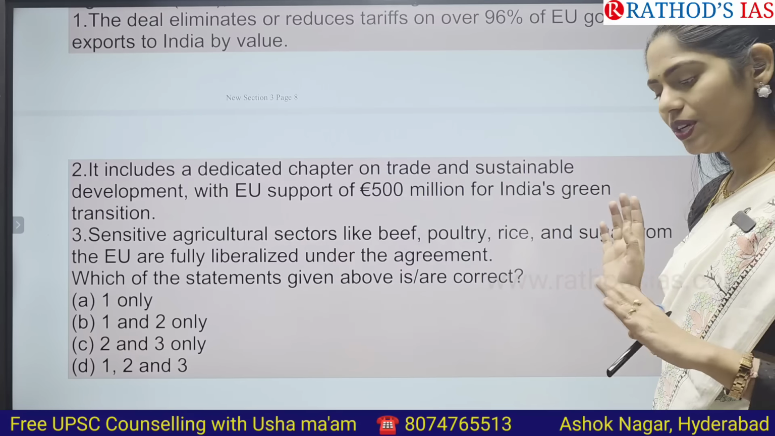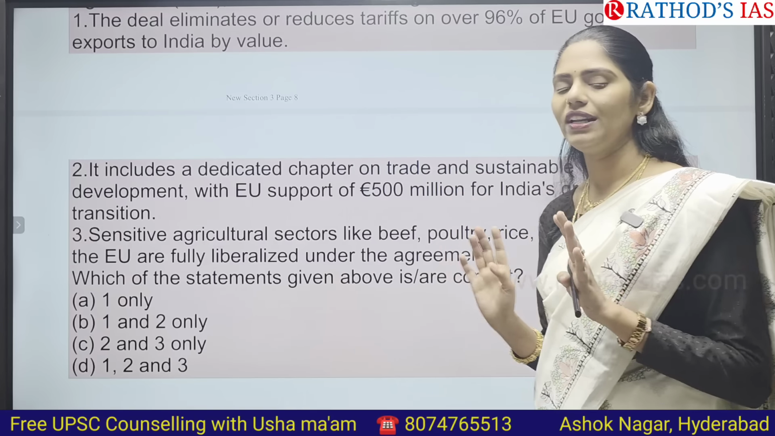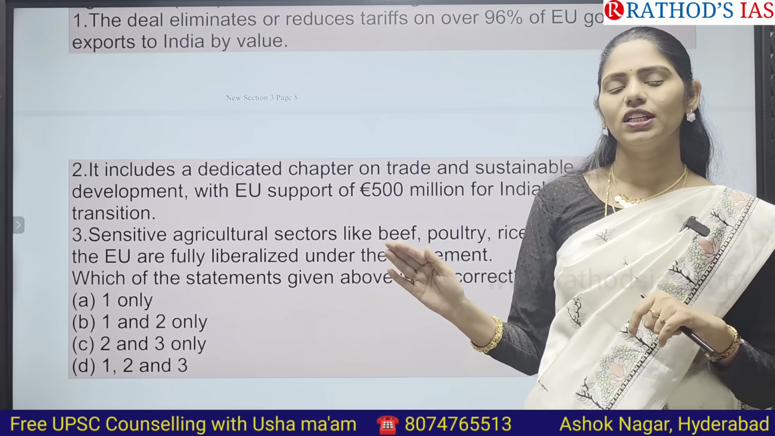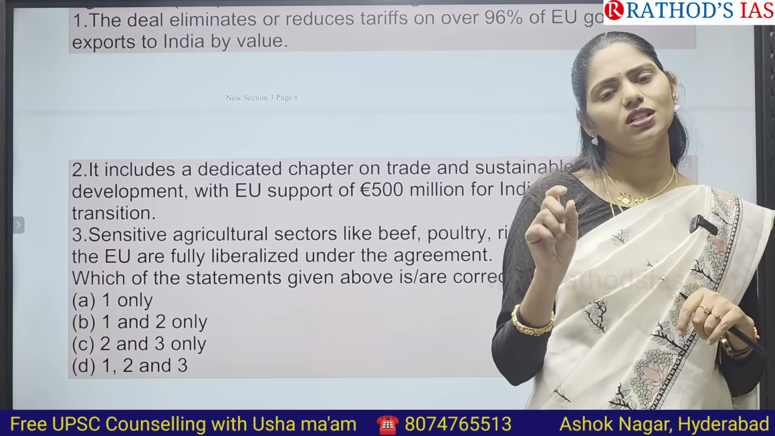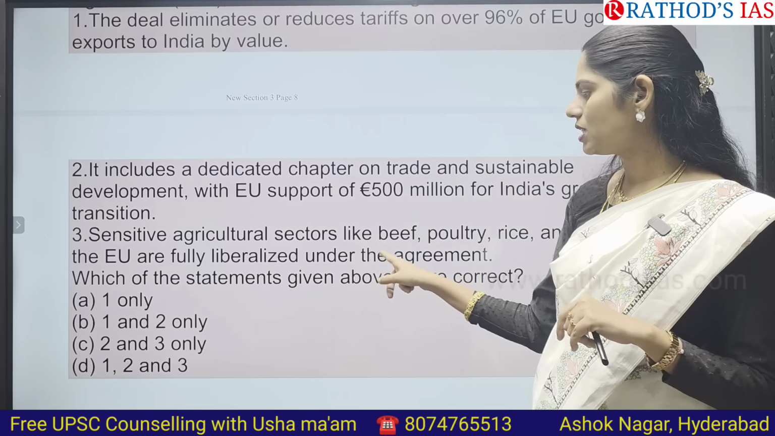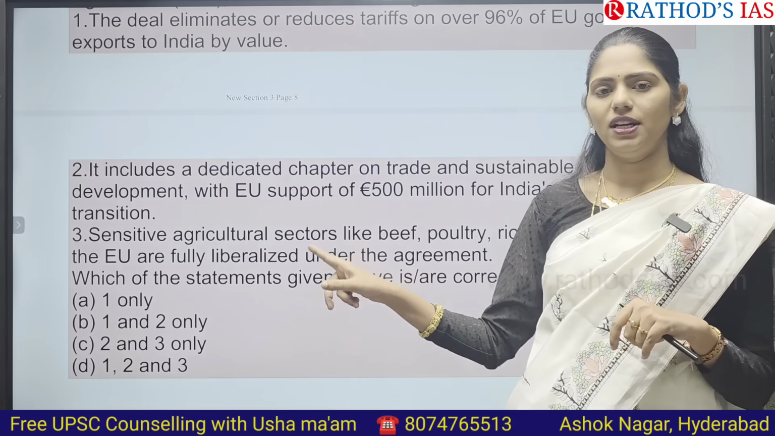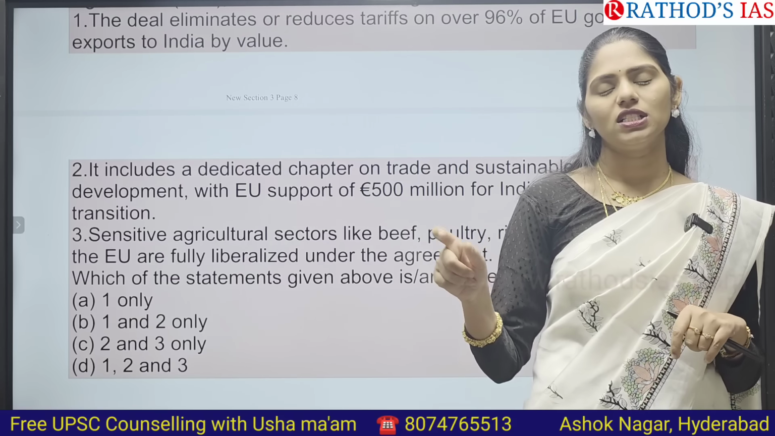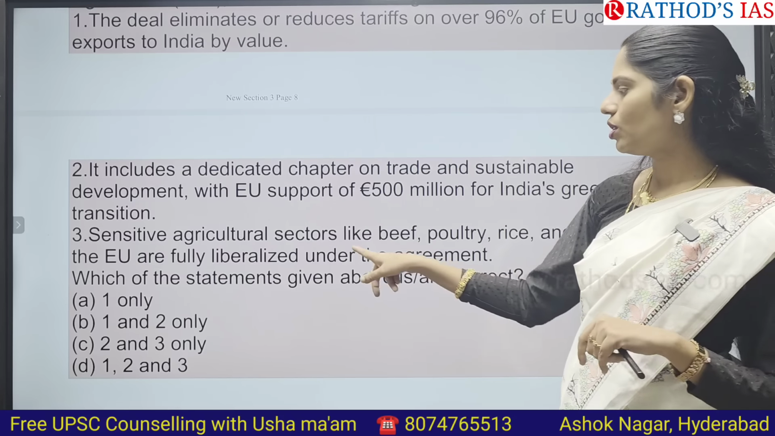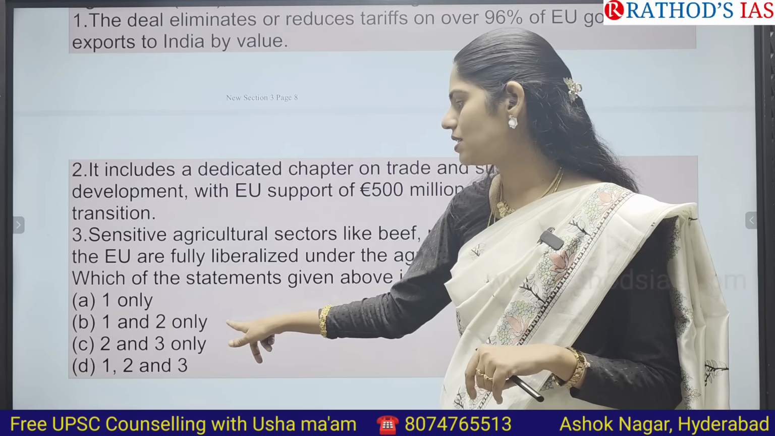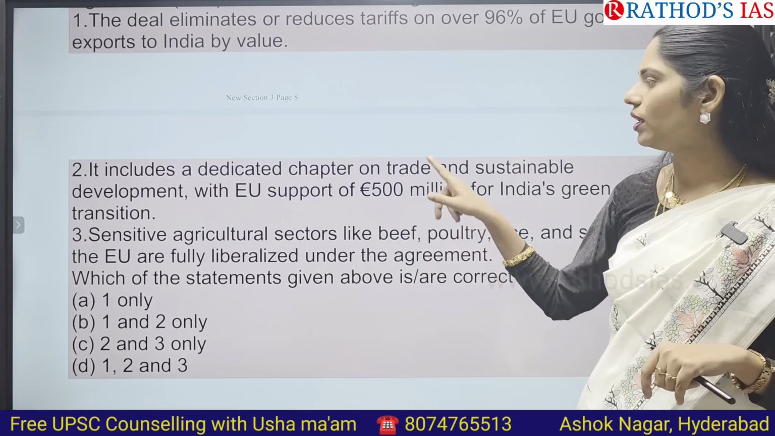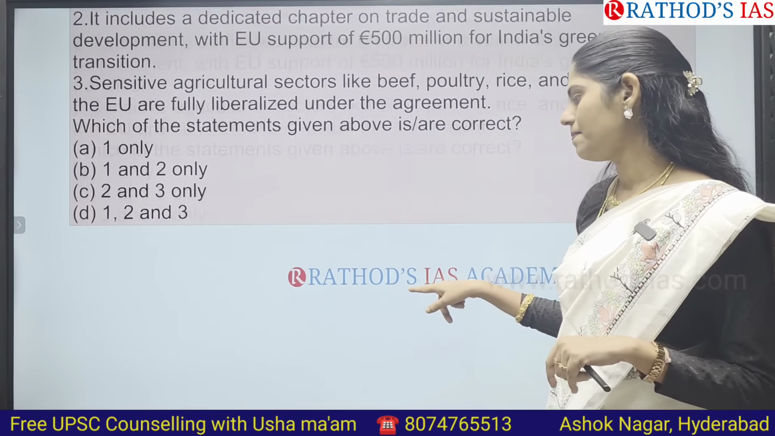So here, whenever we discussed that infographic, the one thing we discussed is what are excluded. In that excluded things, we discussed chicken, rice. And here this third statement is saying that they are fully liberalized. Fully. It is an extreme word, right? So you can eliminate this third statement, and the answer here is B, 1 and 2 only. These two statements are right, guys.